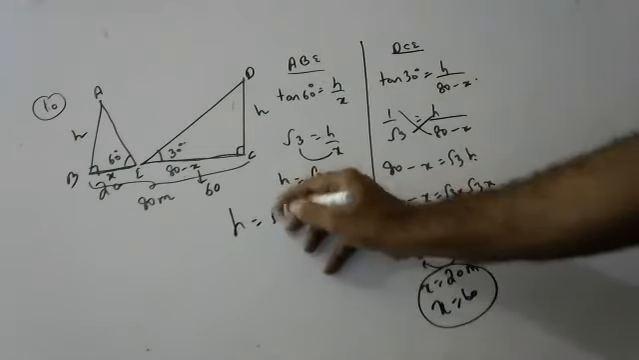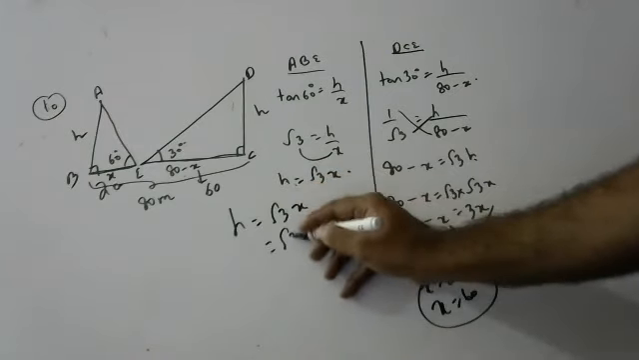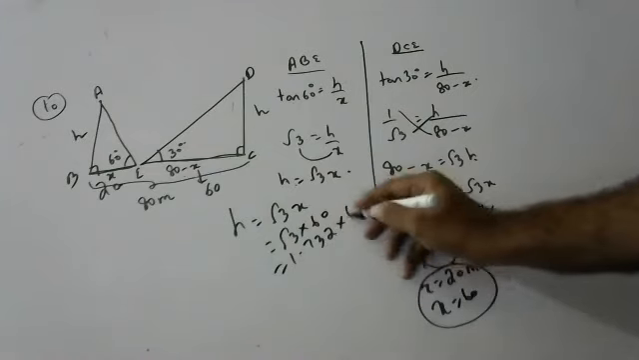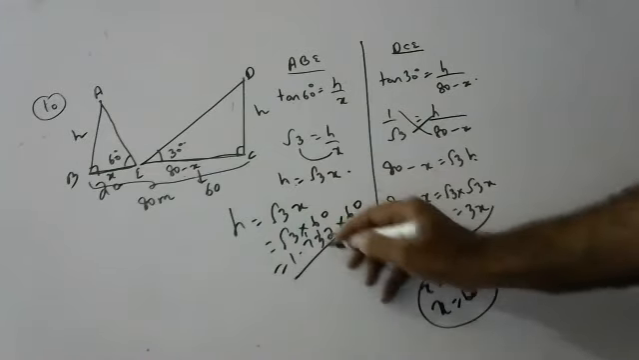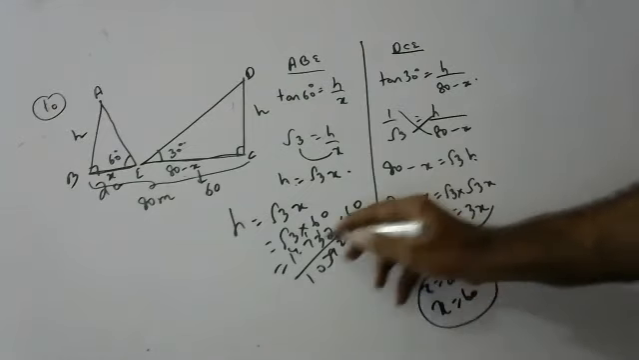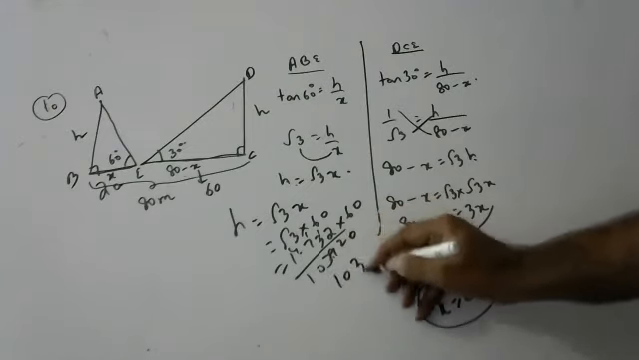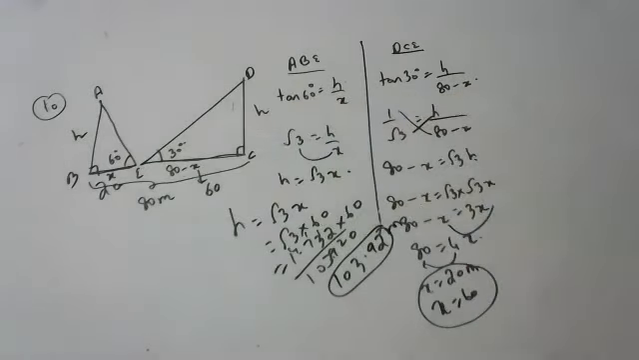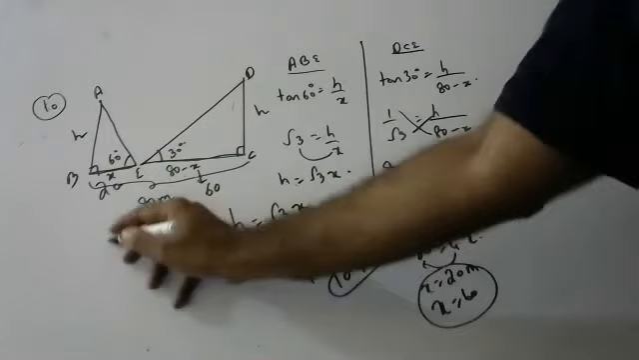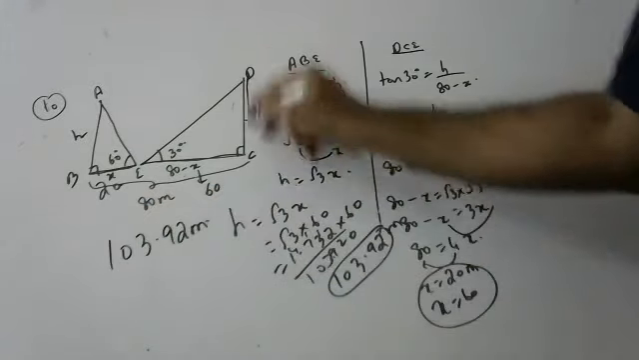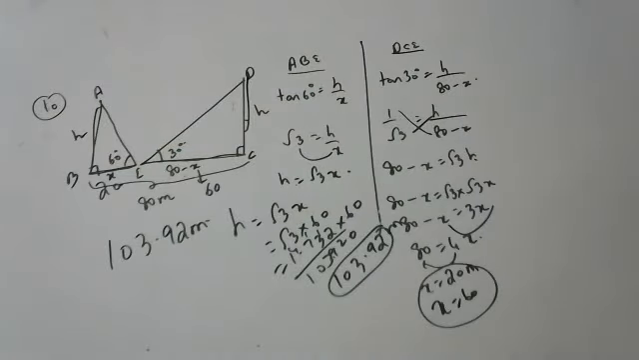h is equal to root 3x, root 3 into 60. 1.732 into 60 gives 103.92. So 103.92 meters is the height of each pole. Both are the same. Okay, children.